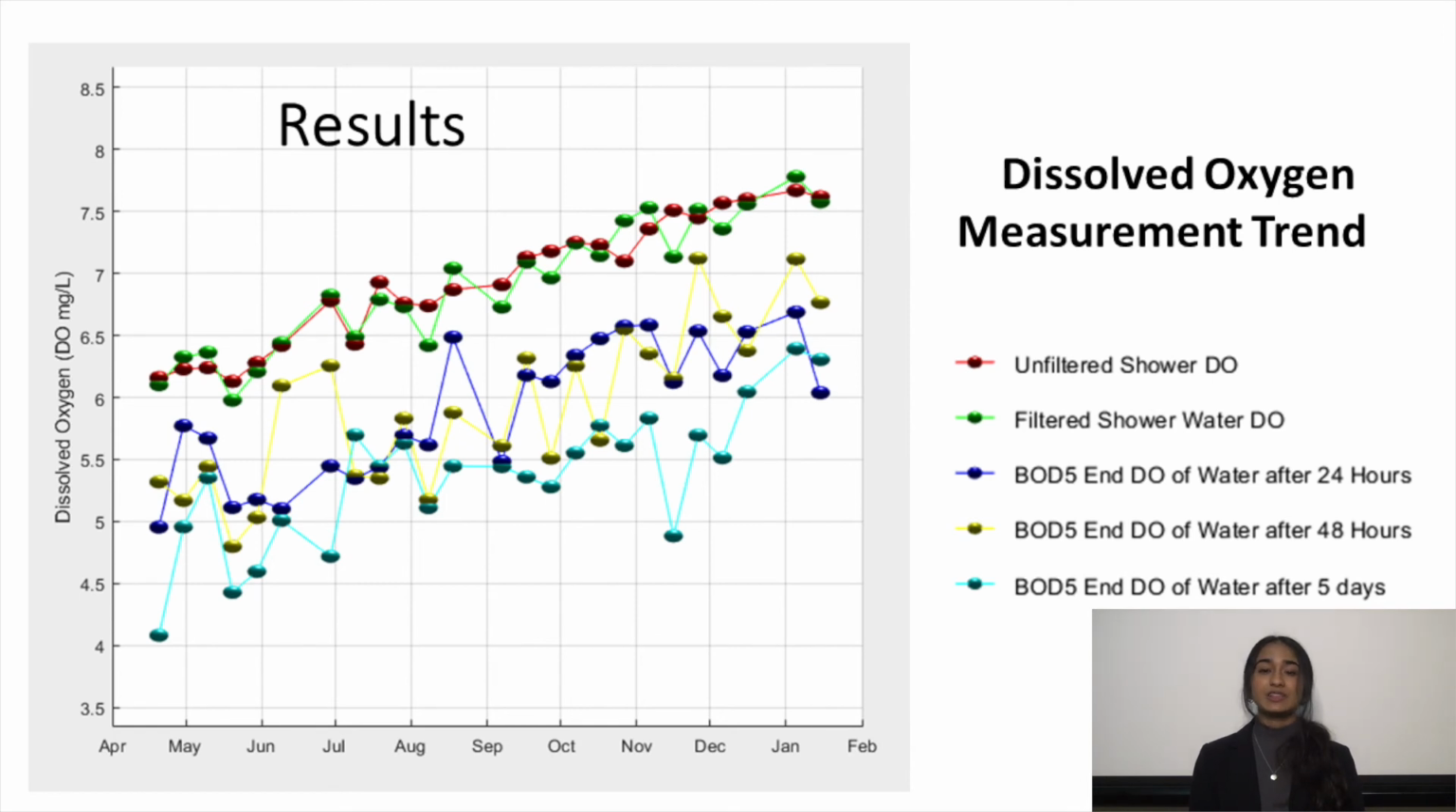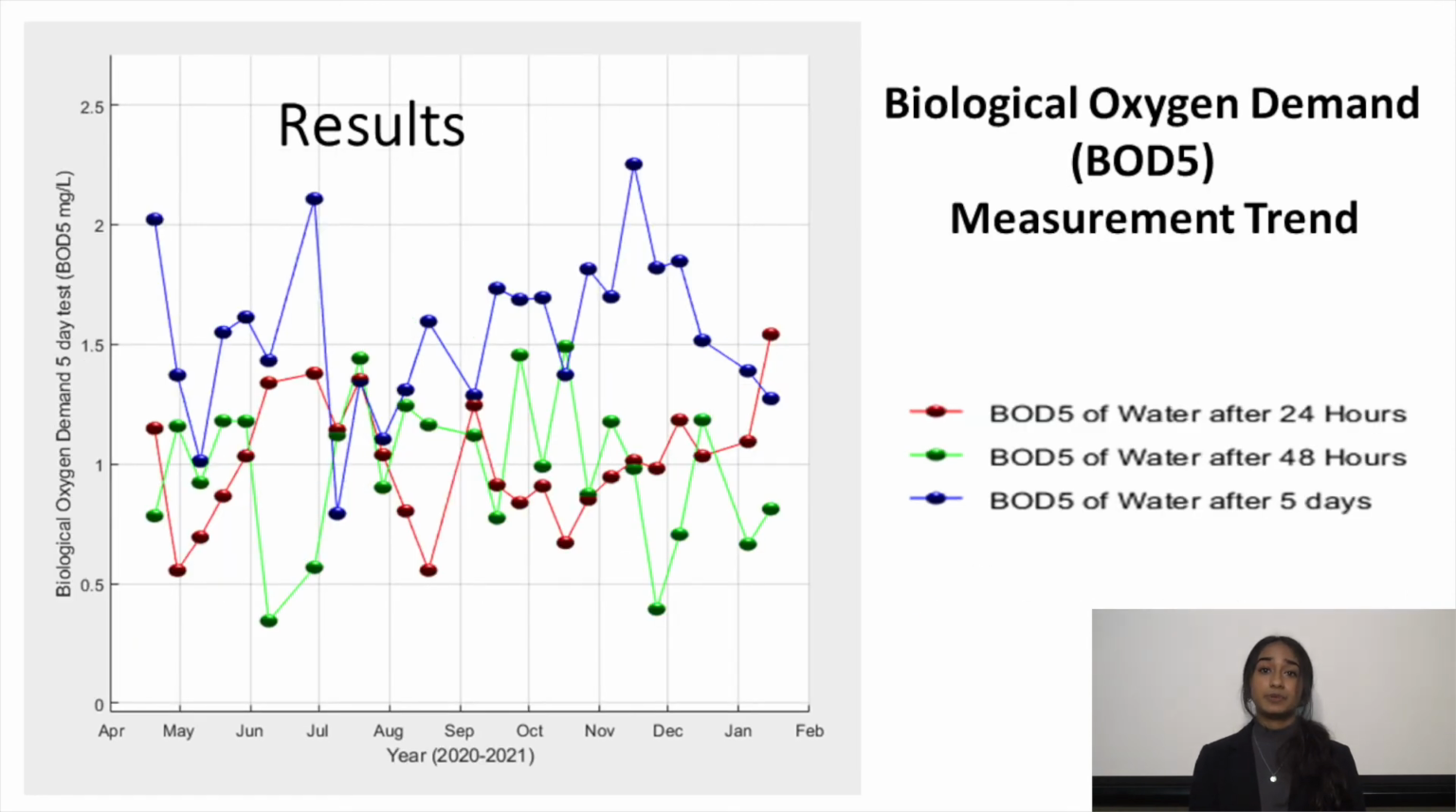The blue, yellow, and cyan plots indicate the consumption of DO in 3 cases over a period of 5 days by the organic compounds in the gray water. Next is the plot of the BOD5 measurement for these 3 cases, and it is easy to see the BOD5 values start to increase after 5 days.